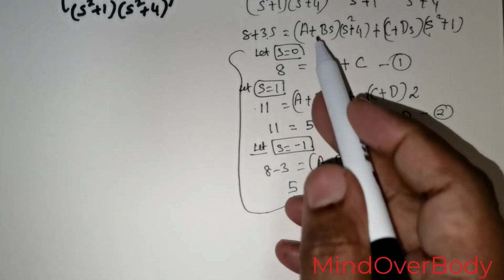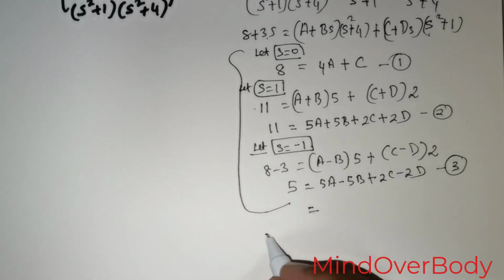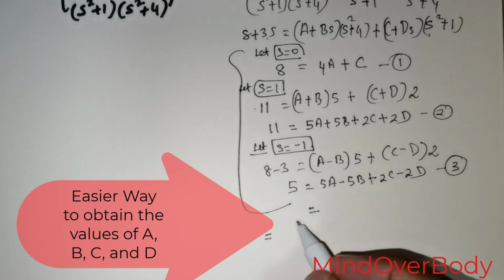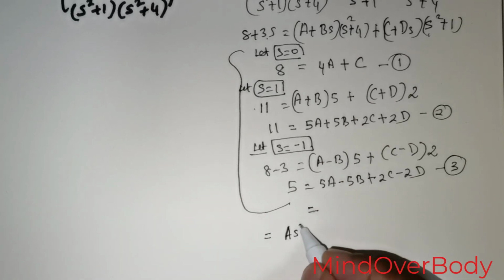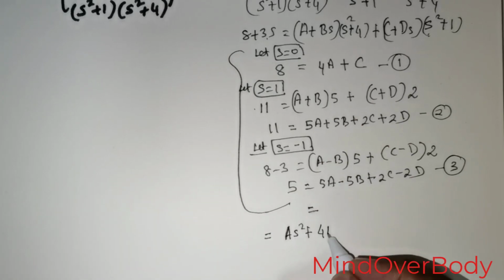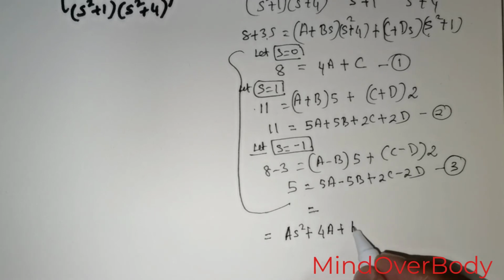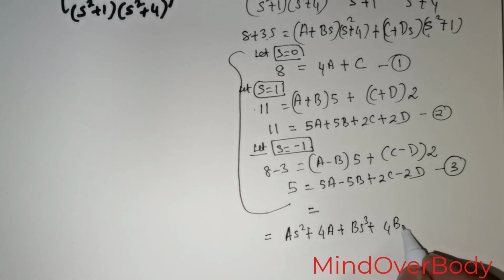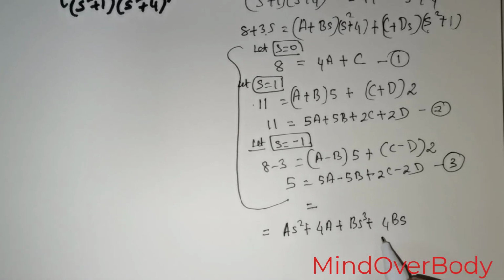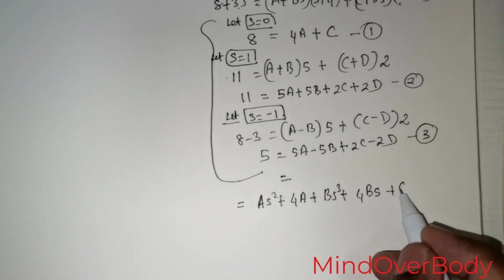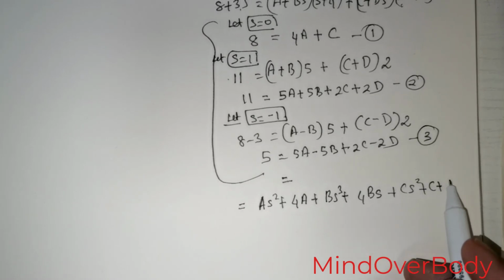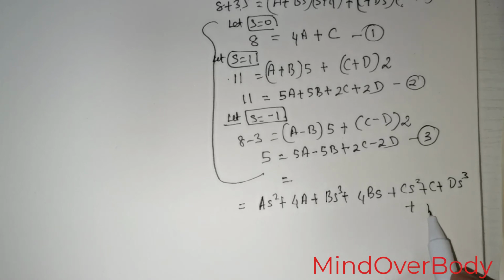So what I would do is I would expand these things, and that would give me a times s squared + 4 times a, and b s cubed + 4 times b times s, and then followed by c times s squared + c, followed by d s cubed + d s.